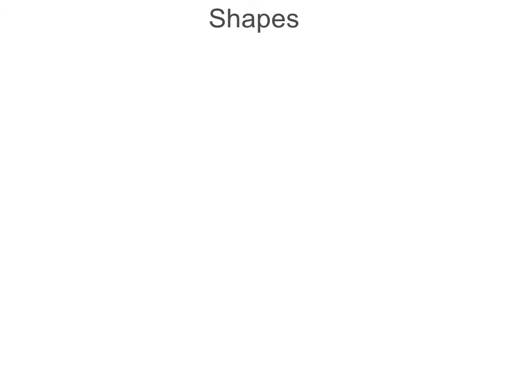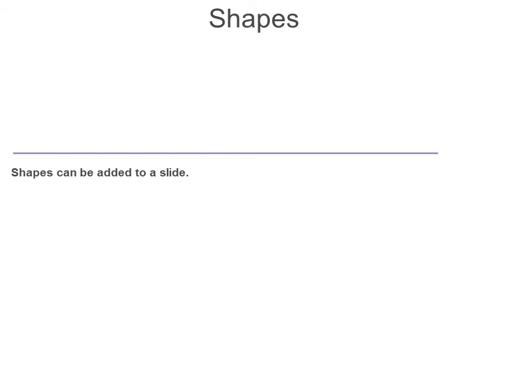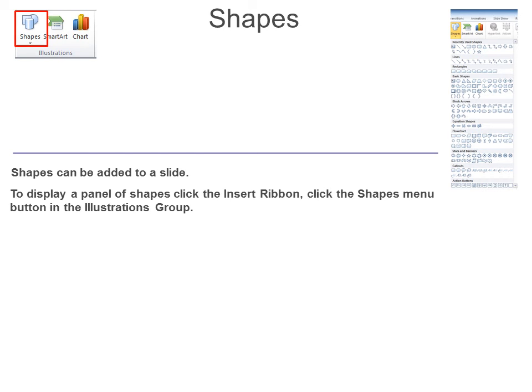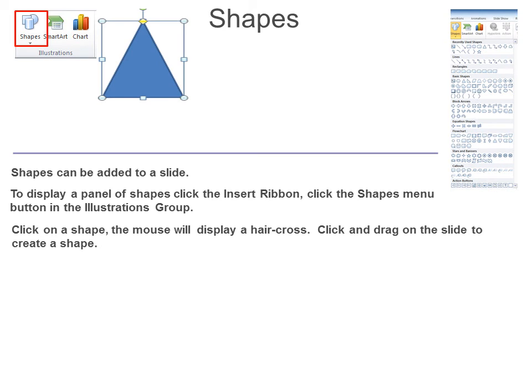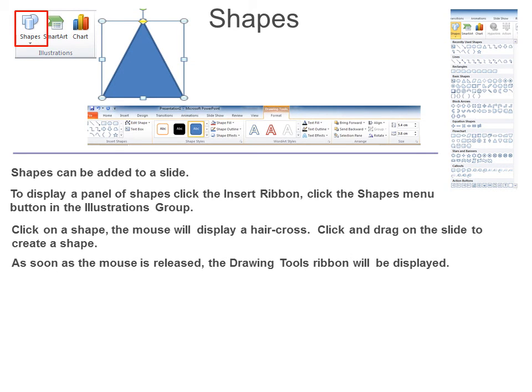Shapes. Shapes can be added to a slide. To display a panel of shapes, click the Insert ribbon, click the Shapes menu button in the Illustrations group. Click on a shape. The mouse will display a hair cross. Click and drag on the slide to create a shape. As soon as the mouse is released, the Drawing Tools ribbon will be displayed.